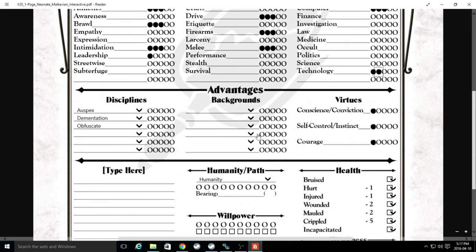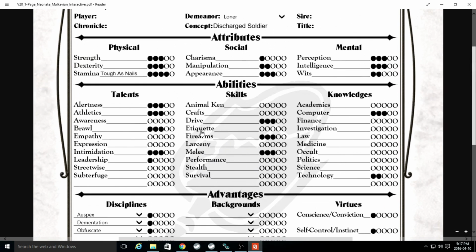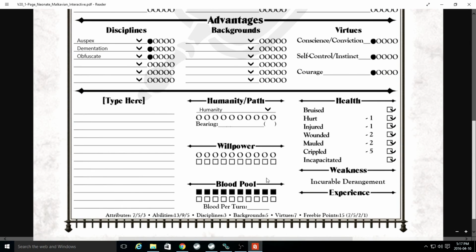So now we're going to move down here. And we're going to go Obfuscate, Dementation, and Auspex. One of each. He's got the Auspex to do the heightened senses, the Obfuscate to hide in shadows, and the Dementation to stir the emotions. Now that's Charisma plus Empathy. I don't have any dots in Empathy now, so I'm going to need to spend a couple freebies here.